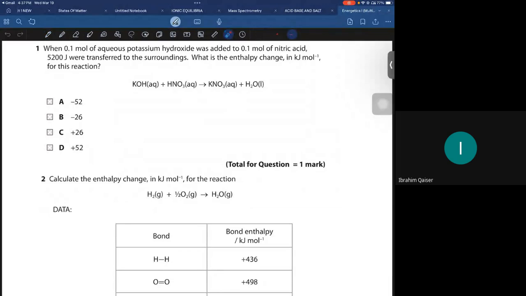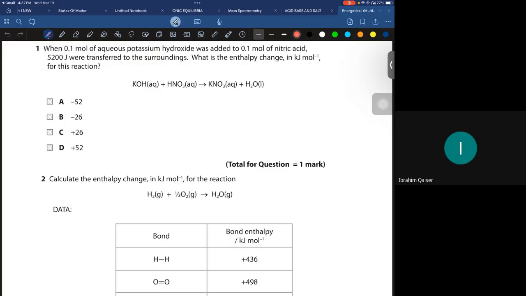0.1 mole of potassium hydroxide is reacting with 0.1 mole of nitric acid. Obviously, this is the reaction in which there is some enthalpy change. The enthalpy change they have given you is transferred to the surrounding. Obviously, the reaction is exothermic. That's the reason the energy is transferred to the surrounding. What is the enthalpy change in kilojoules per mole?